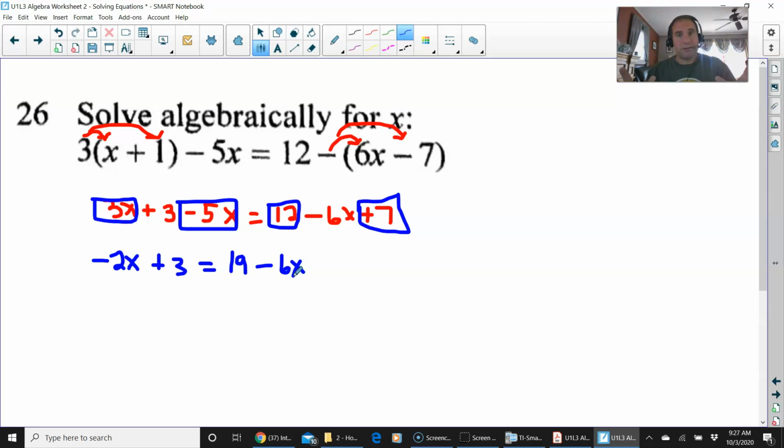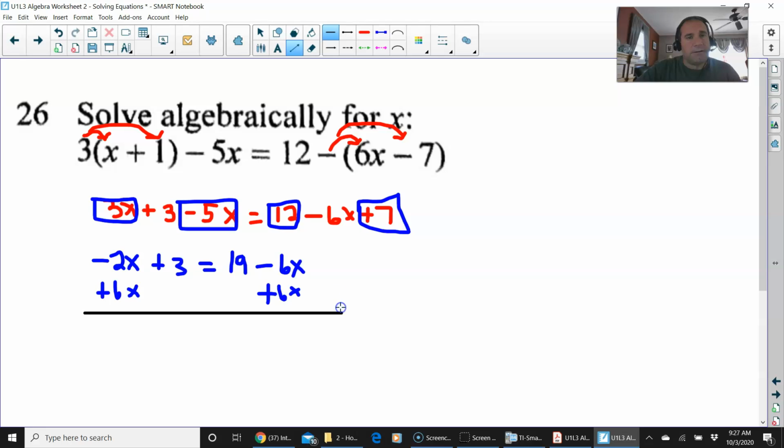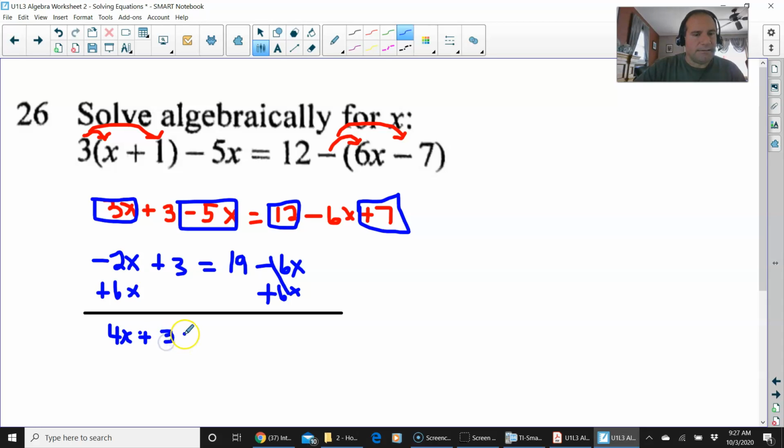Now we have 2 terms on each side. We can concentrate on moving things across now. I want to get the smaller variable over to the larger variable. So the smaller coefficient is negative 6. So I'm going to bring that over. And since I'm bringing the smaller over to the larger, it allows me to work in the positive. This cancels. We have 4x plus 3 equals 19.